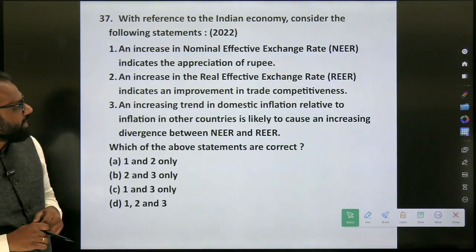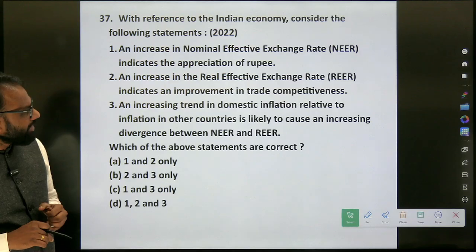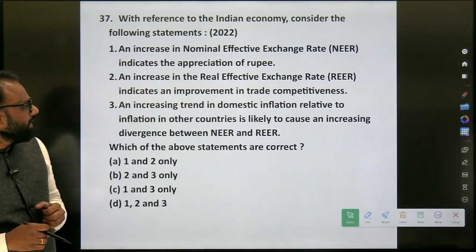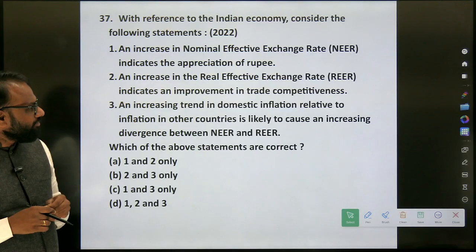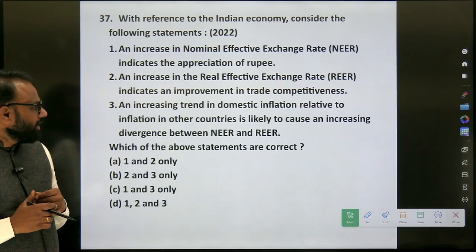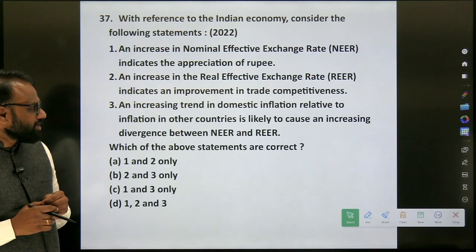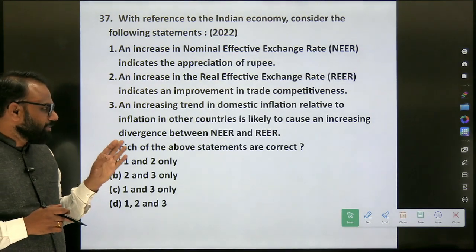With reference to the Indian economy, consider the following statements. An increase in nominal effective exchange rate indicates the appreciation of rupee. An increase in the real effective exchange rate indicates an improvement in trade competitiveness. Next, an increasing trend in the domestic inflation relative to inflation in other countries is likely to cause an increasing divergence between NEER and REER.